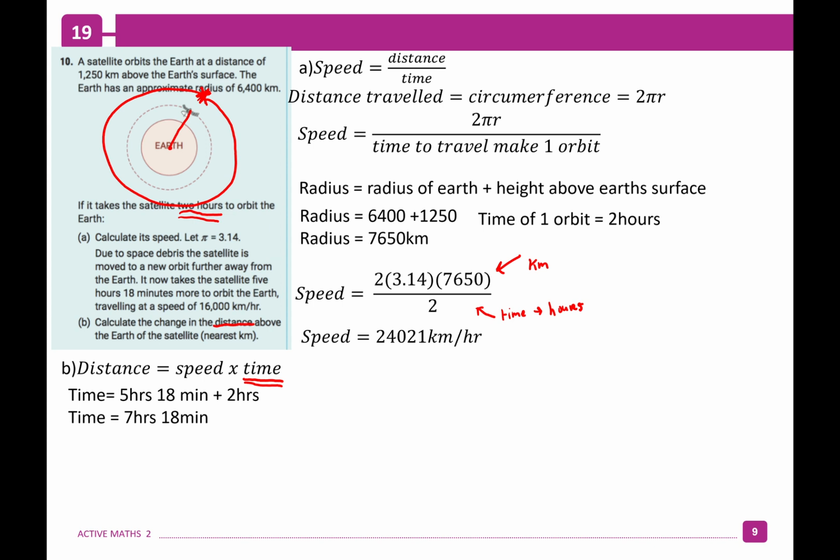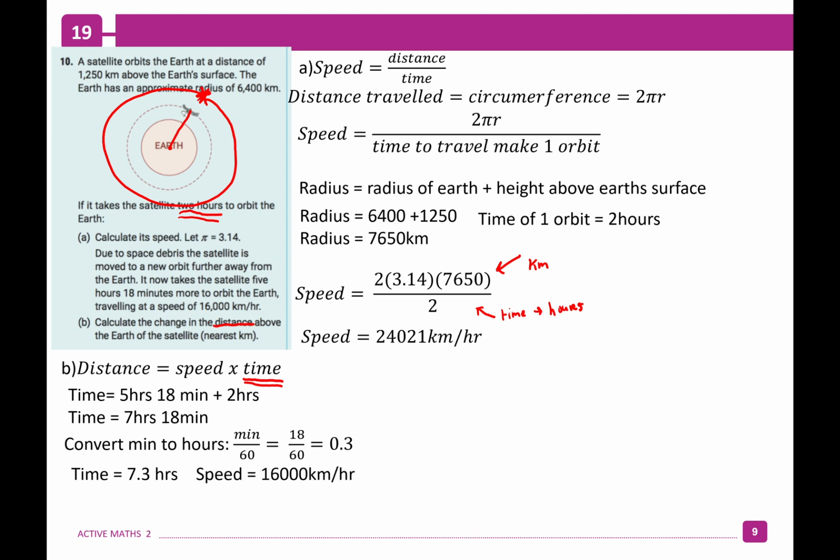Now we can only do our calculations when our time is in one unit. So I'm going to change my minutes into hours. To do this, I put the number of minutes I have over 60, which gives us 18 over 60. 18 minutes is equal to 0.3 of an hour. This means that the time it now takes the satellite to orbit is 7.3 hours.